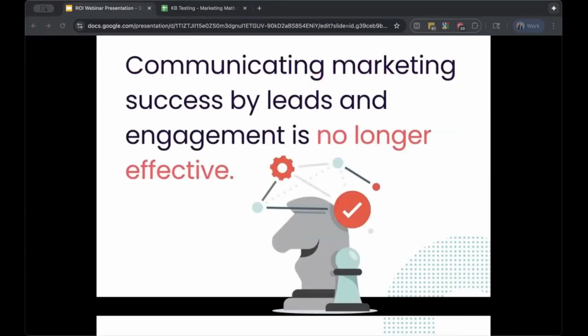So communicating marketing success by leads and engagement is no longer effective. This might sound a little counterintuitive to the last slide. So if lead gen is creating leads and brand is creating engagement, how are they no longer effective? I'm guessing that some of you have felt that knot in your stomach when you can't answer the question, what is marketing doing in a substantial way? Like, how is it impacting the bottom line? Or when sales dismisses marketing leads as not qualified. So you're working really hard, but you can't quite prove it in a way that matters to that bottom line.